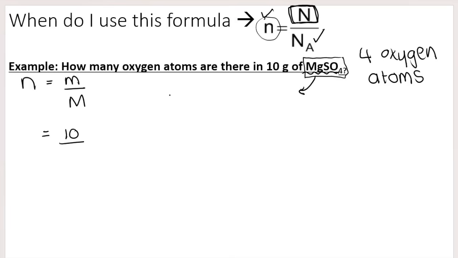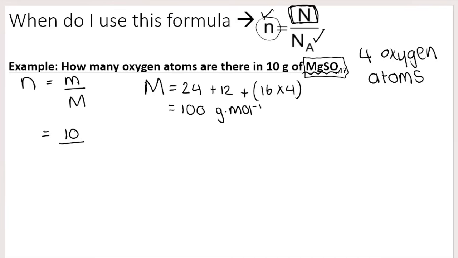The molar mass of magnesium sulfate, we look at the periodic table, we look at the atomic mass number of magnesium, plus the atomic mass number of sulfur, plus 4 times the atomic mass number of oxygen. So magnesium is 24, sulfur is 12. There's 4 oxygens and oxygen is 16. So we get 100 grams per mole, and that goes in the place of big M. So our number of moles of magnesium sulfate in 10 grams is 0.1 mole.